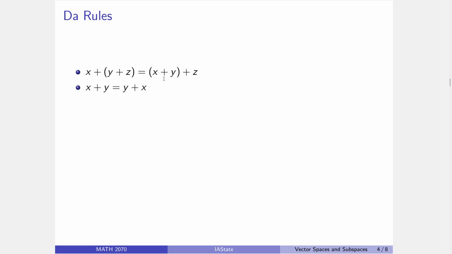Anyway, so another thing about addition that we know to be true is that it's commutative. So if I do x plus y, I should get y plus x. That's good to know.